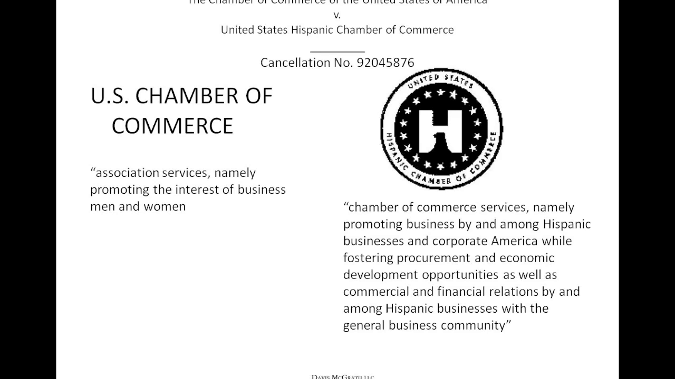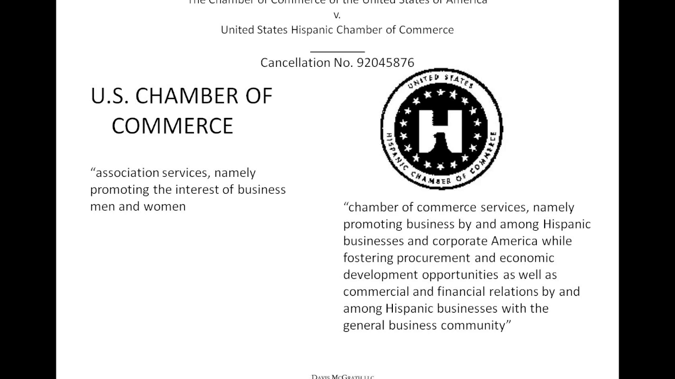The first case is sort of an interesting one. There is a cancellation petition that was filed by the owner of the mark, the U.S. Chamber of Commerce. You might think that that's a government entity, but it is not. It's a private group, and it had sought cancellation of another registration that was already on the registry for the mark United States Hispanic Chamber of Commerce. And there's a lot of issues in this particular case.